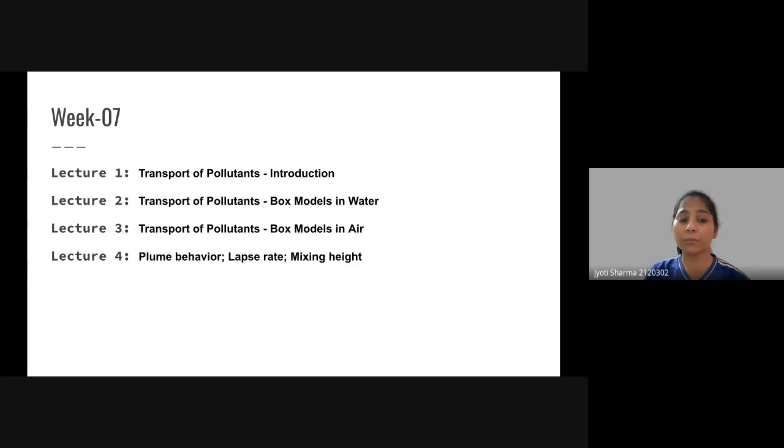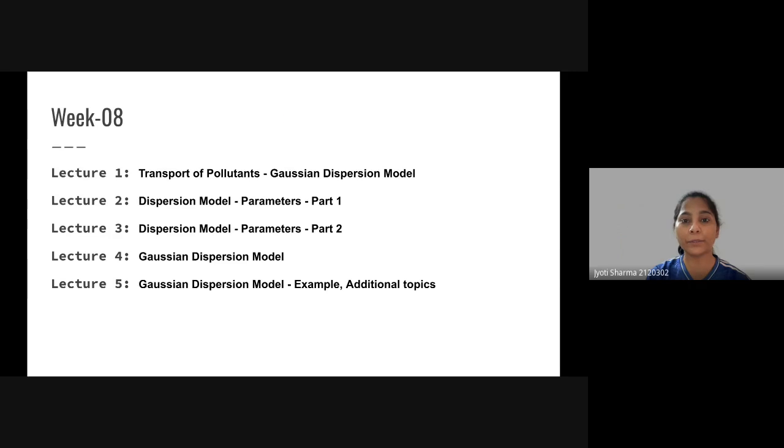We talked about plume behavior, how a plume will behave in different meteorological conditions, and the most determining condition was the lapse rate. So how is this lapse rate different from the environmental lapse rate? The adiabatic dry lapse rate is different from the environmental lapse rate, and based on the rate we can determine what our plume behavior will be, and again the mixing height also. So we learned about this, right?